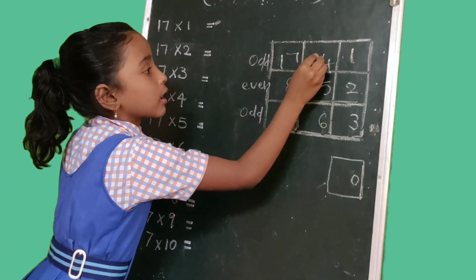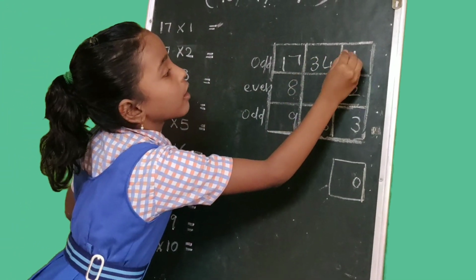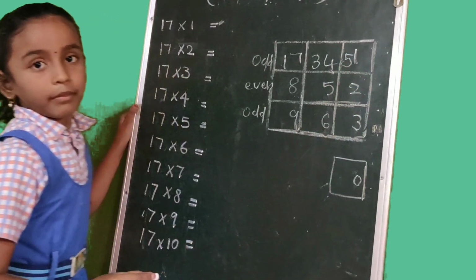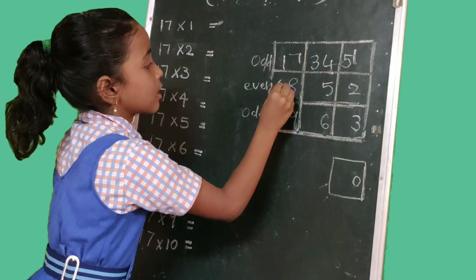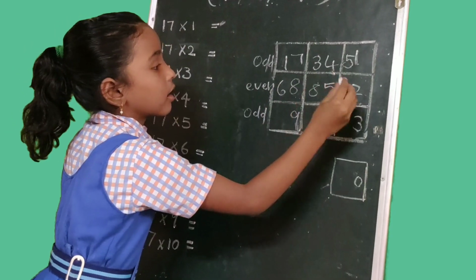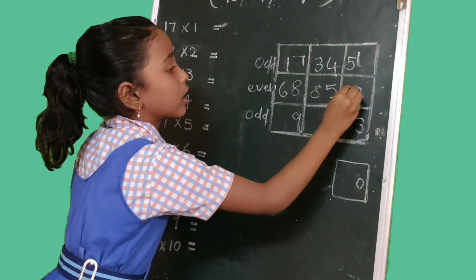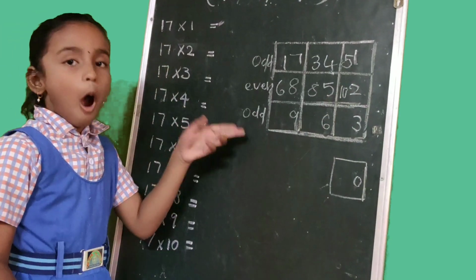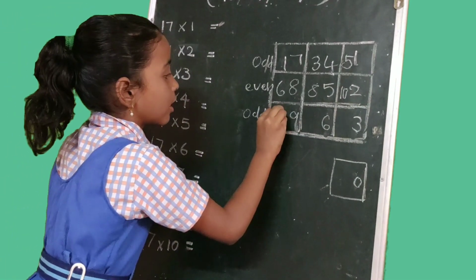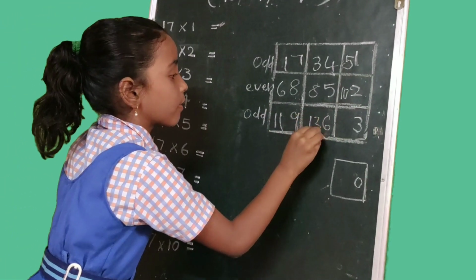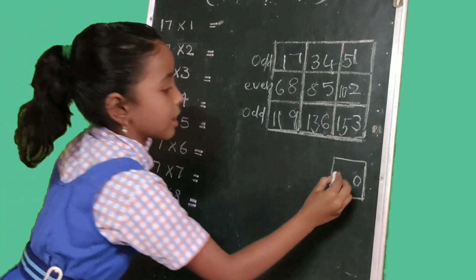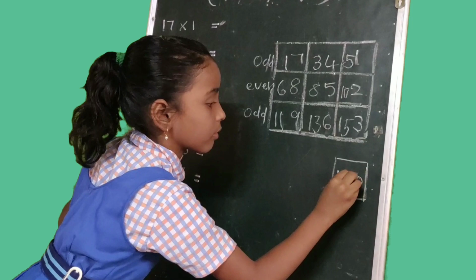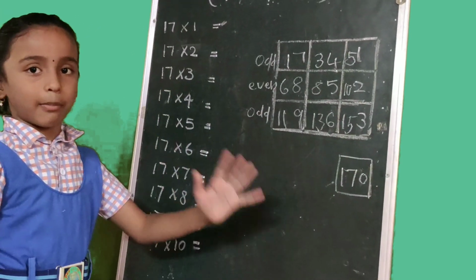1, 3, 5. Then even numbers. 6, 8, 10. Now we write odd numbers. 11, 30, 50. Then 17. Friends, this is the 17 table trick.